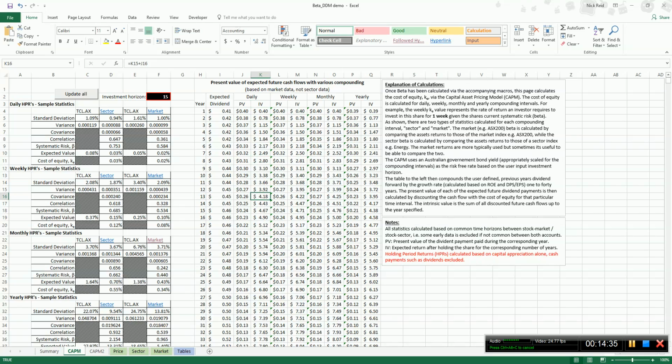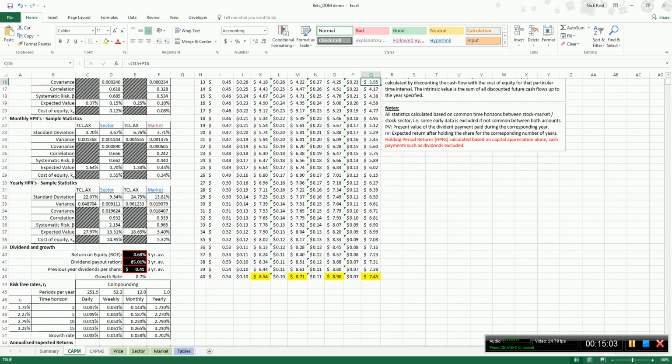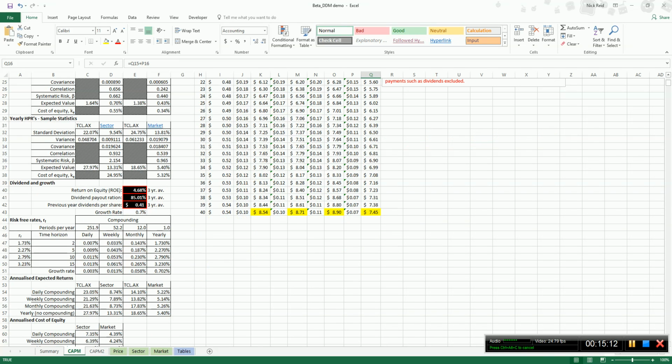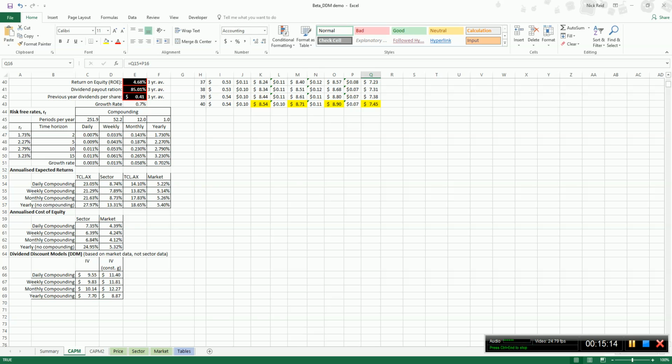So here, for example, if we plan to hold Transurban for 13 years, we can expect to get $4.18 out of each share with this model using daily holding period return statistics. And similar for weekly, monthly, and yearly. So if we plan on holding the share for 40 years, we would expect almost $9, which is comparable to our estimates down here, which is good. These 40 years are obviously not quite infinity, so we would expect these estimates to be less than these.